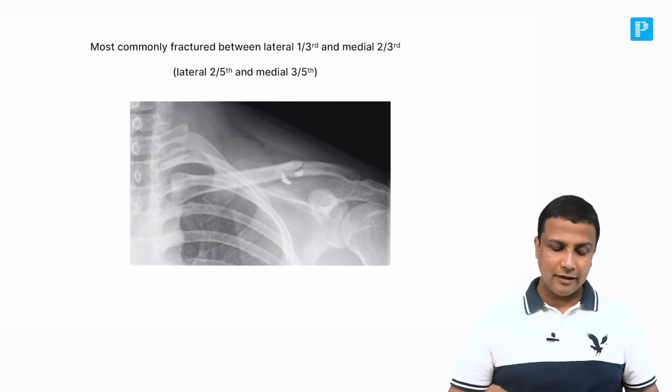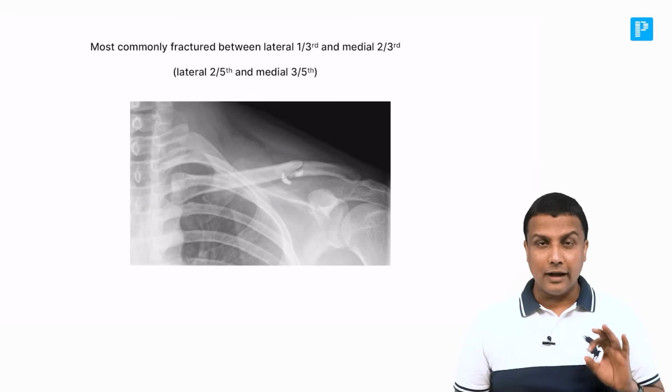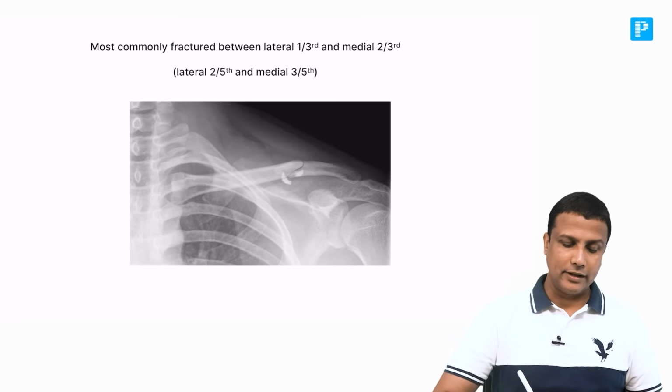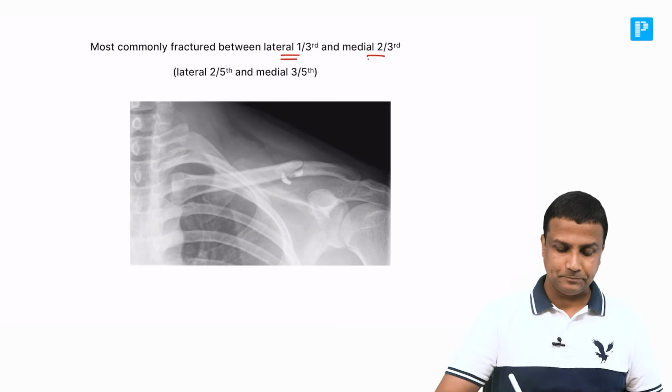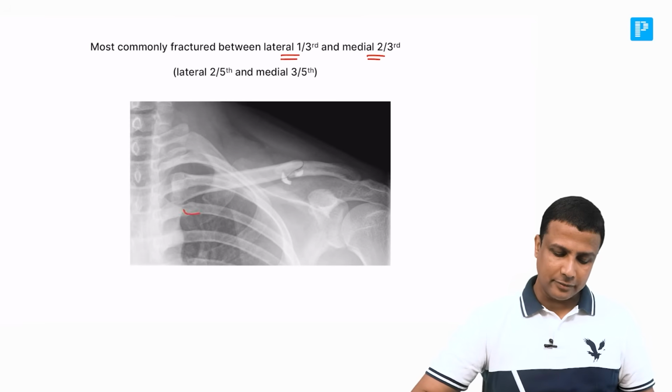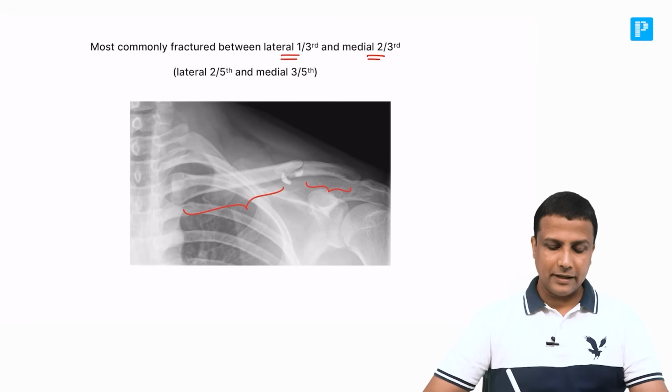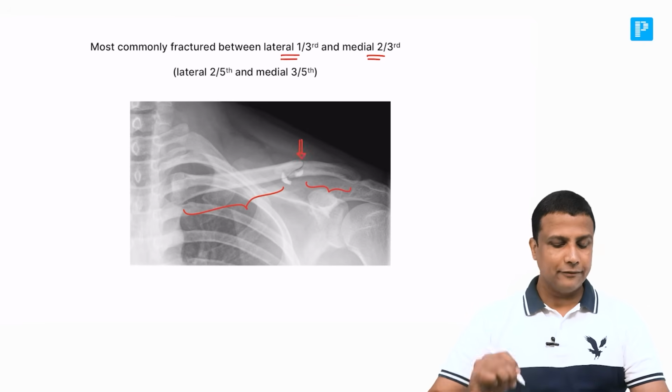Now after that, let us see the fracture. Clavicle will be normally fractured at the junction of lateral 1/3 and medial 2/3. You can clearly see in this diagram here the medial 2/3 and the lateral 1/3. So this is the place where clavicle is most commonly fractured.